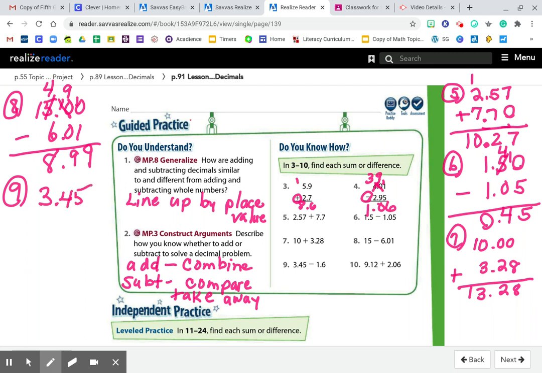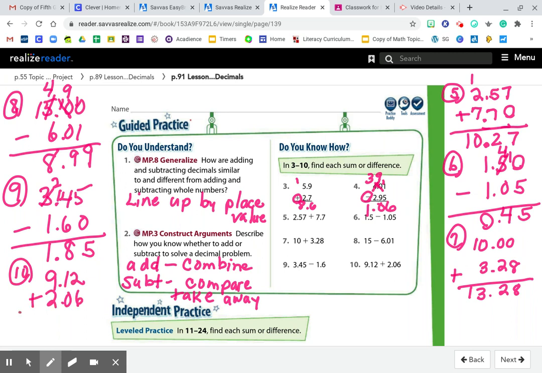And number 9, 3.45 minus 1.6. I'm going to annex a 0. 5 minus 0 is 5. I can't take 6 away from 4. 14 minus 6 is 8. 2 minus 1 is 1. And number 10, 9.12 plus 2.06. Starting in the hundredths place, I'm adding on this one 8, 1, and 11. Here we go. And then you can work on your independent practice and the word problem page.